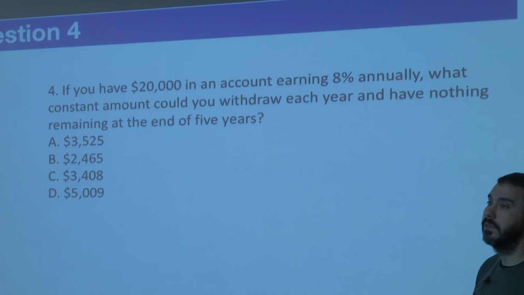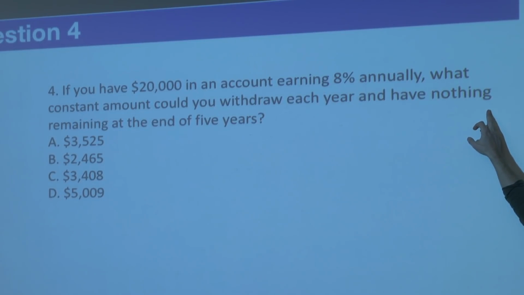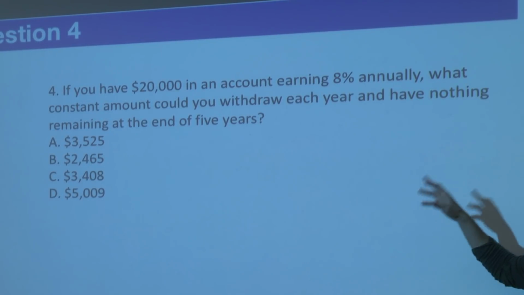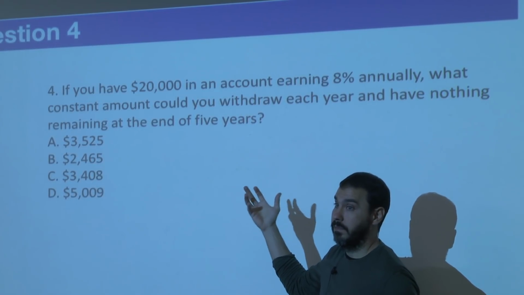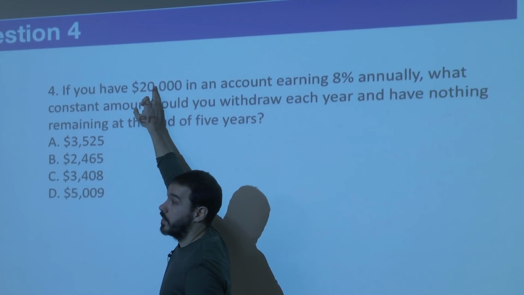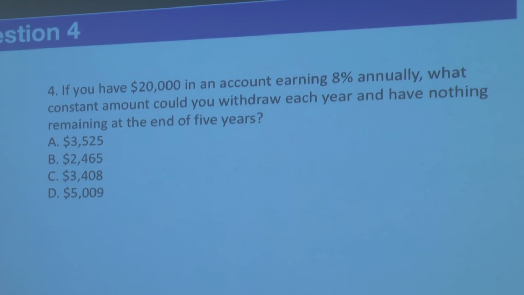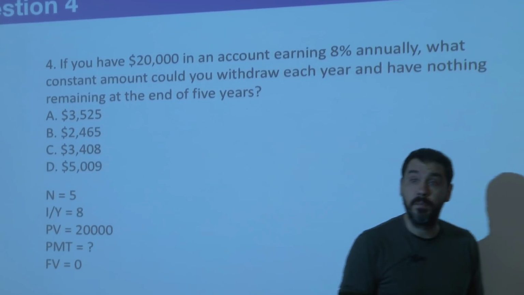What's the future value? 20 times 1 plus... Nope. It's 0. Why is it 0? Because we are told we will have nothing at the end of the 5 years. What's the 20,000? That's the present value. This is basically asking, I want to know what payment I can withdraw, given that my present value is 20,000, my future value will be 0, and I have a certain interest rate. Okay? So you just input everything in your calculator and solve for payment.